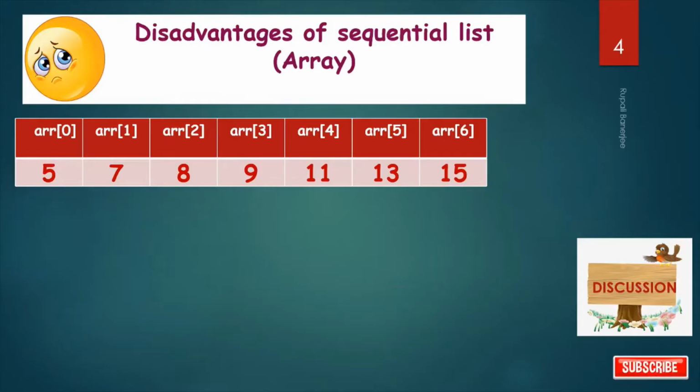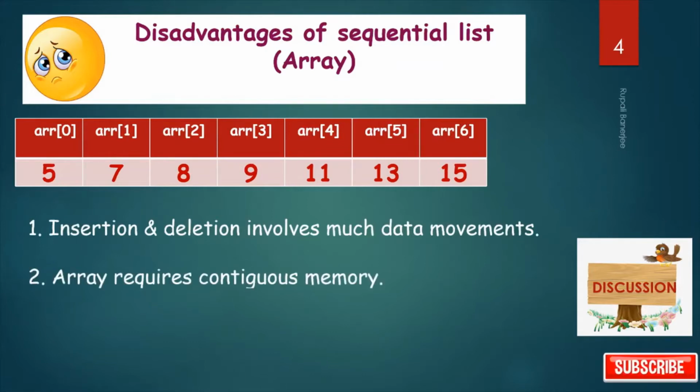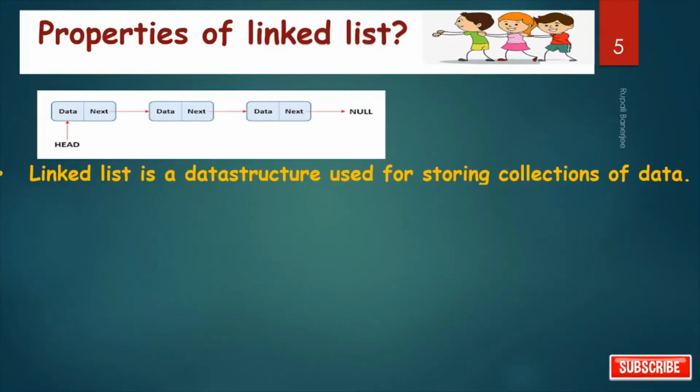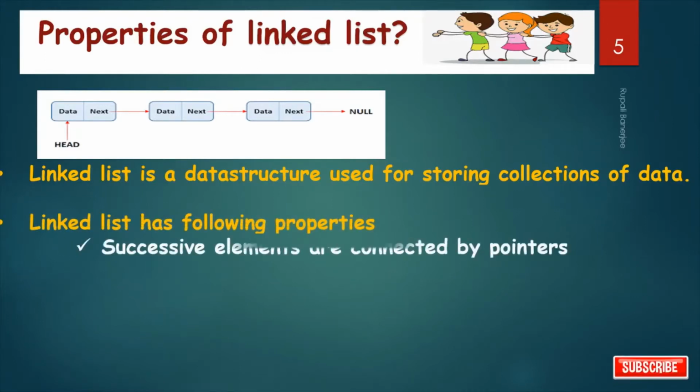So in a nutshell, we can say that insertion and deletion involve much data movement in the case of array. Array requires contiguous memory. Sequential list or array is created at the time of compilation. So these are the disadvantages of using a sequential list or array. So linked list is a data structure used for storing a collection of data. And the properties are: successive elements are connected by pointers. So each element is connected by pointers.